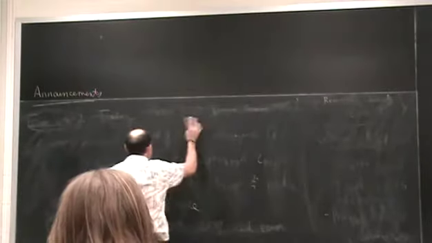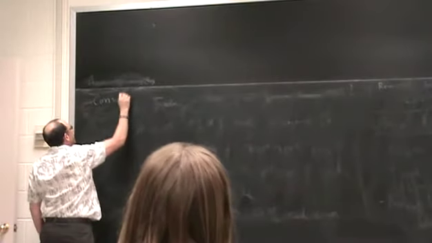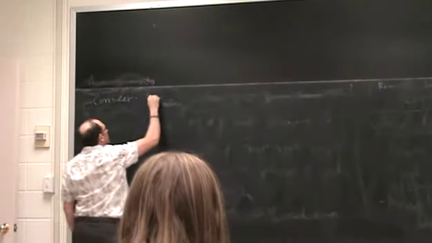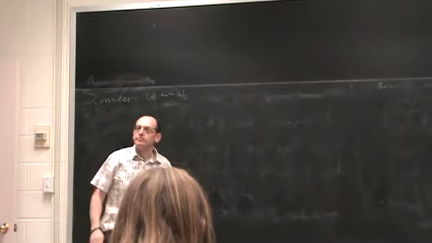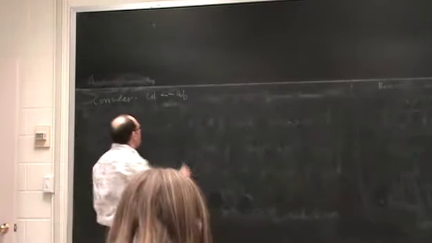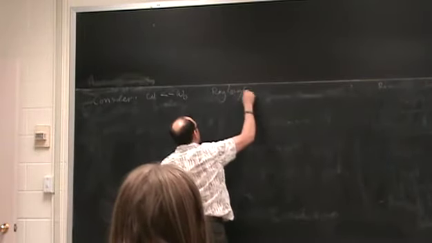Let's now look at the other regime. Let's consider the case where the driving frequency is very, very small compared to the resonance frequency. This is what we call Rayleigh scattering.